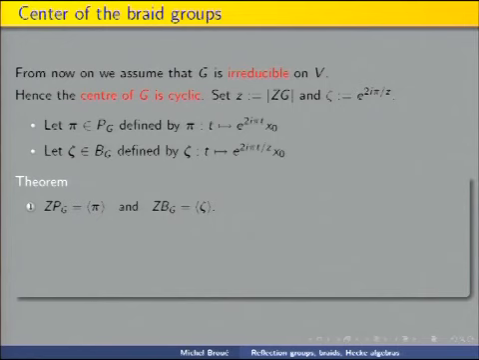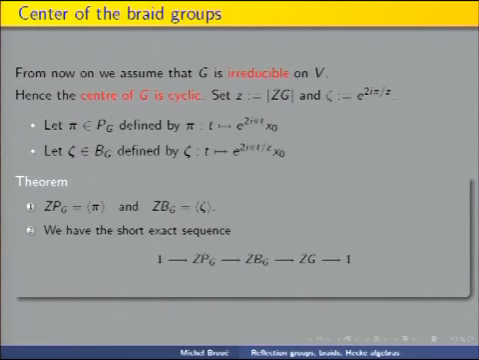In other words, what you have is that this short exact sequence here gives you a short exact sequence like this, which is, of course, not true in general. It's not because you have a short exact sequence 1, P, B, G that you have 1, ZP, ZB, ZG. In general, it's not the case. Okay, what I said here is quite remarkable. But let me make some comments about it.